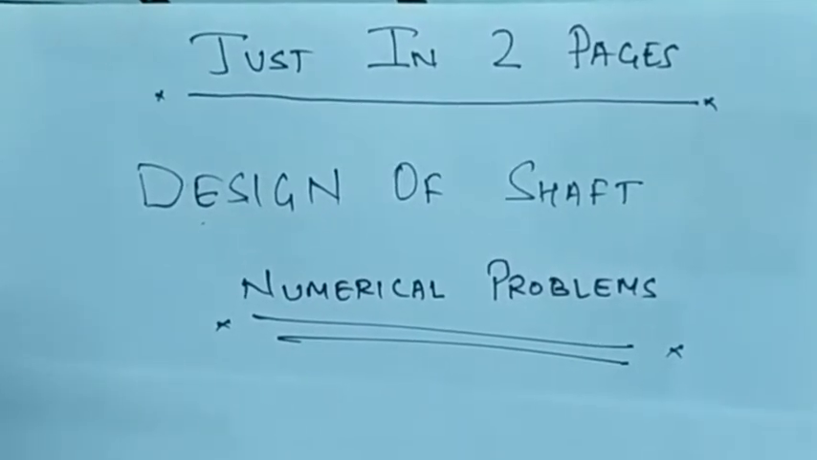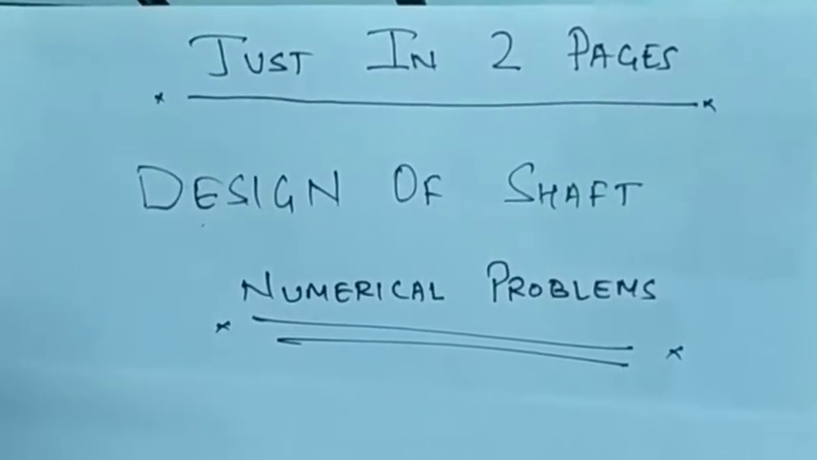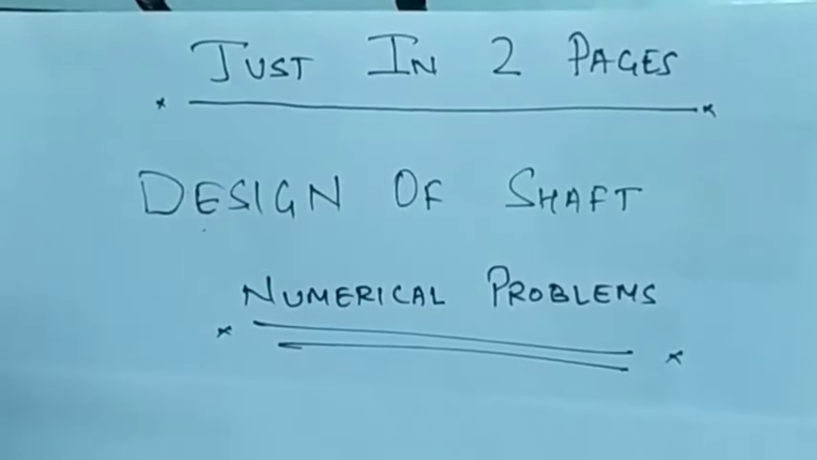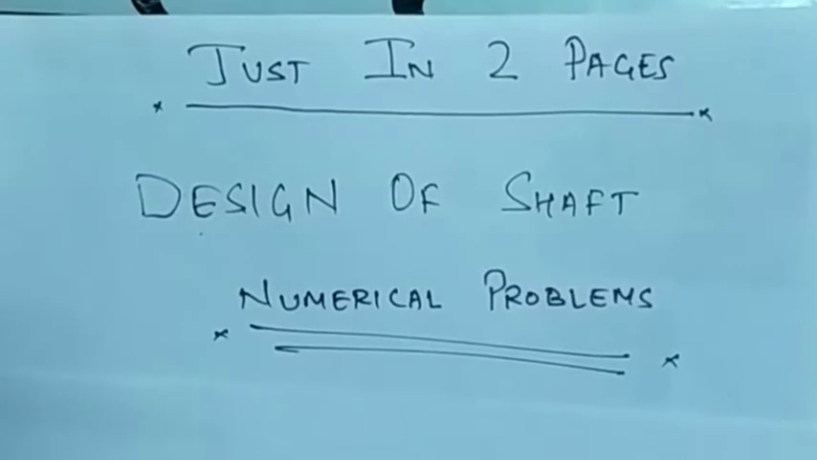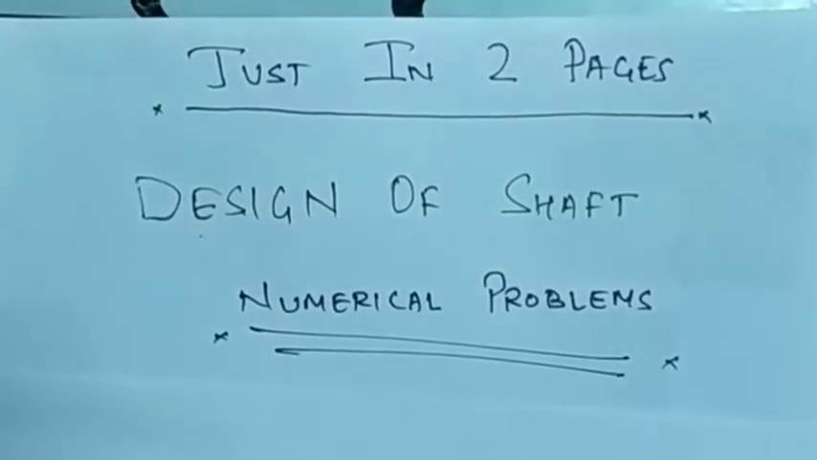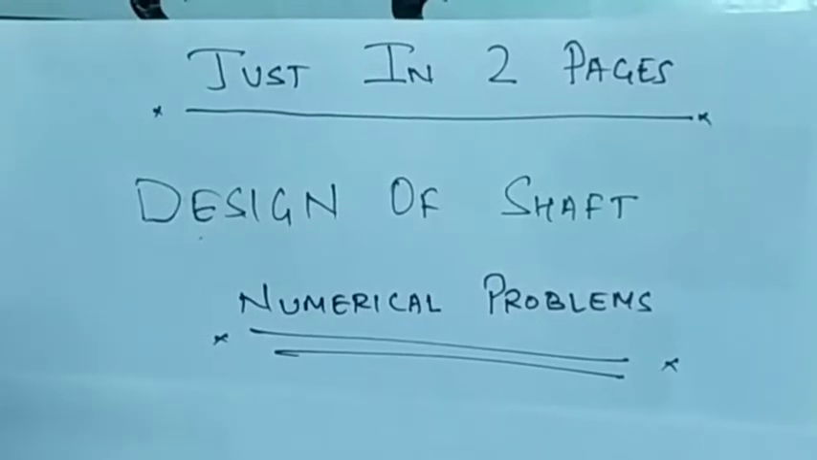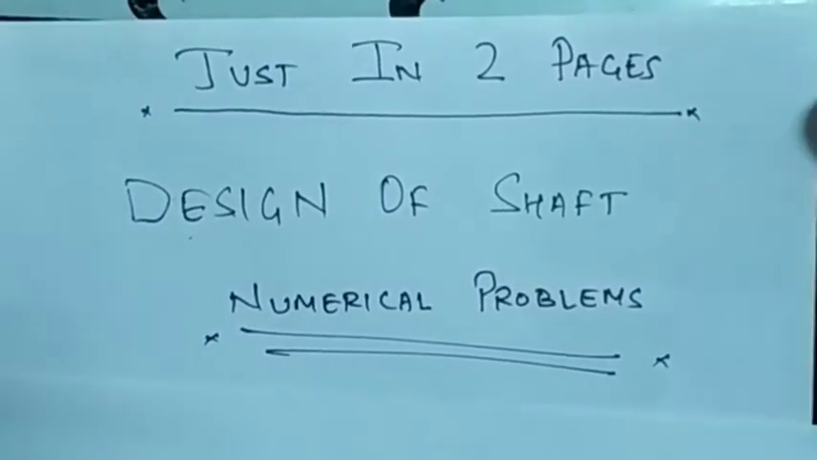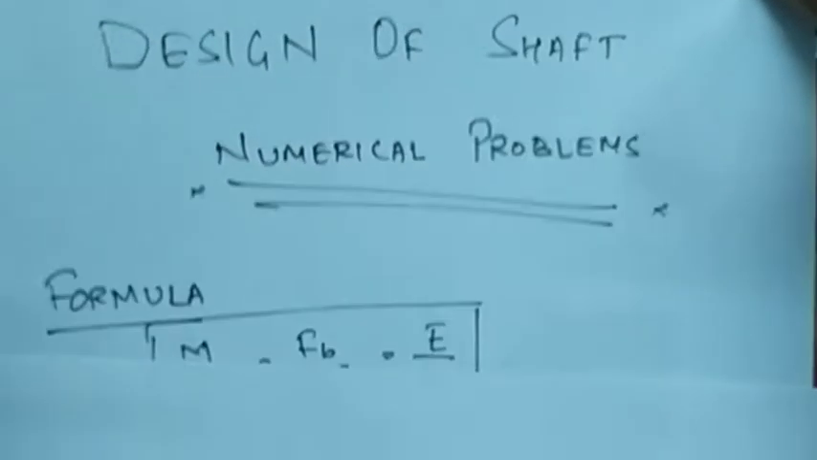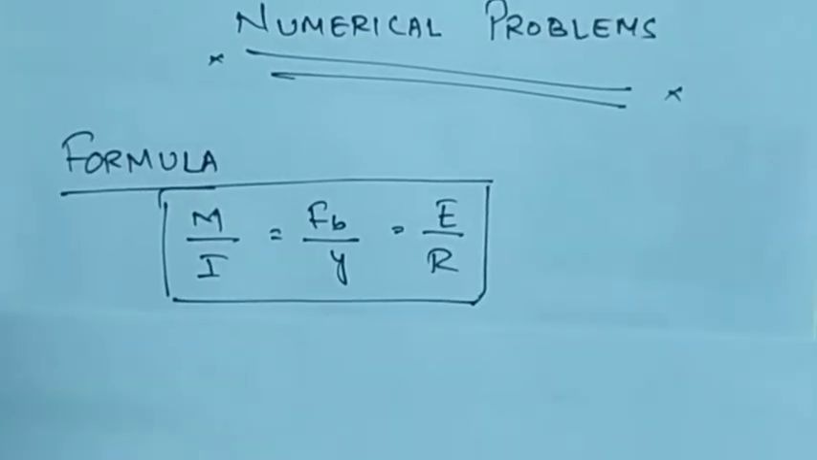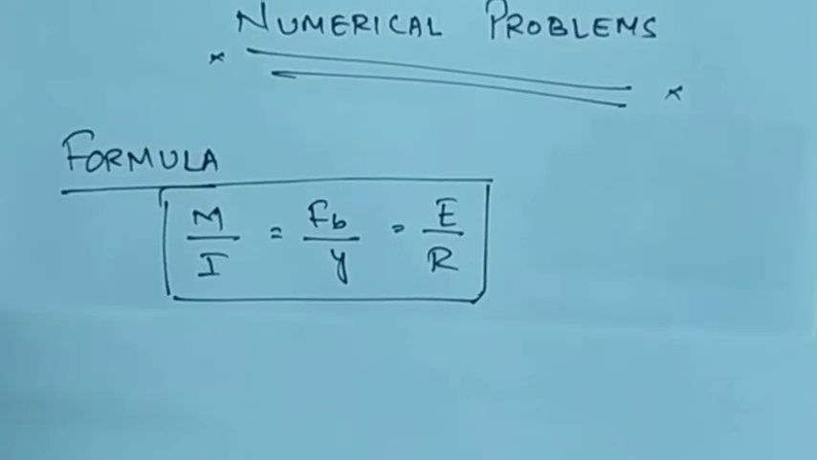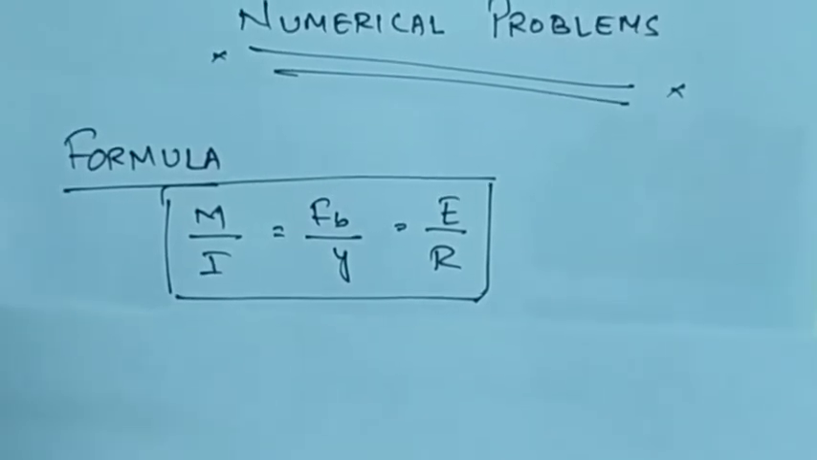Today in this video I am going to discuss the designing of a shaft and mainly the numericals based on it. So we will see 2 to 3 numericals based on it. But before beginning the numericals, I would like to write a few formulas for you so that you can learn them in future. The first and foremost formula is M upon I is equal to FB upon Y is equal to E upon R.